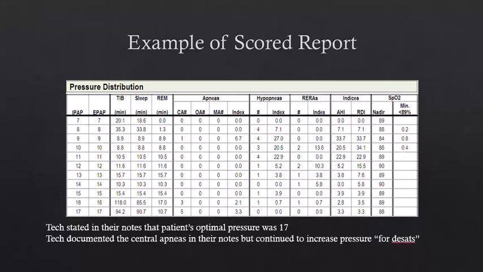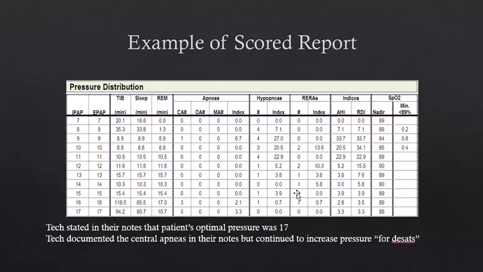In this example, we have a patient who was trialed on CPAP 7 through 17. In the tech notes, they stated that the patient's optimal pressure was at 17. Now remember, just because it's your ending pressure, it doesn't necessarily mean that it's your optimal pressure. Yes, the patient's RDI was only 3.3 at this pressure, but what we also have to look at is the number of central apneas that started happening.